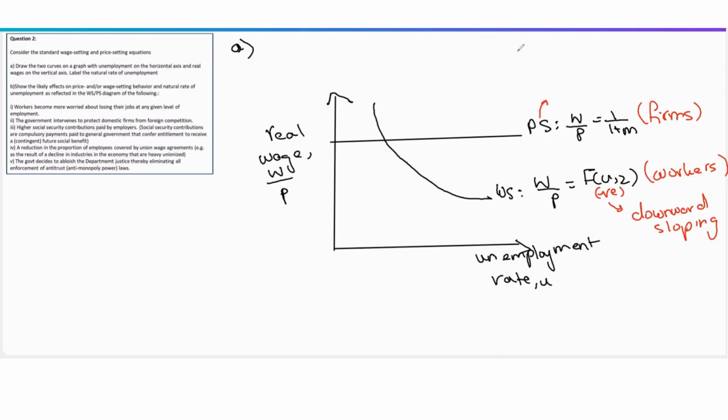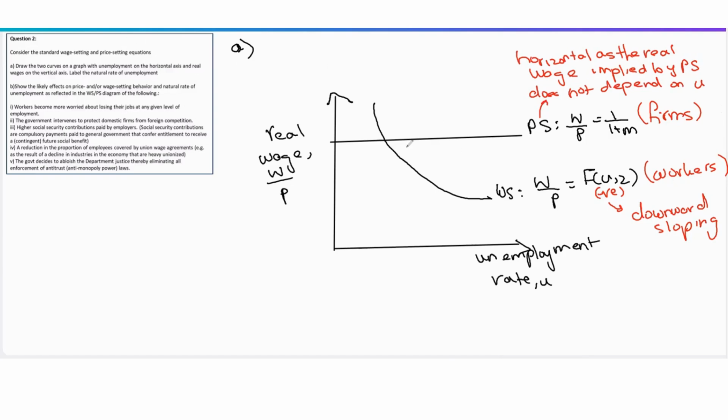And as we can see, this is horizontal, as the real wage implied by PS does not depend upon U, the unemployment rate. As a result, it's horizontal. So this is our WS curve and this is our PS curve.